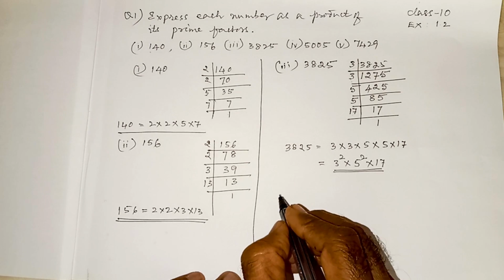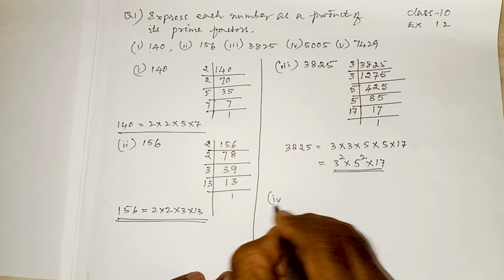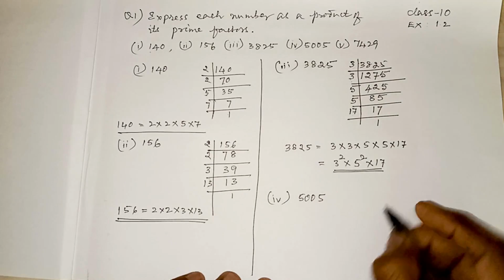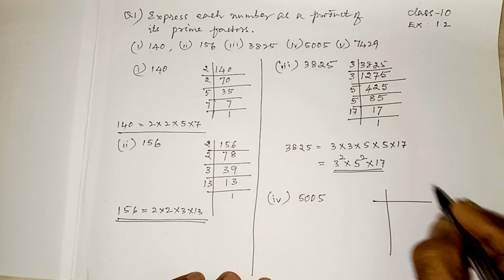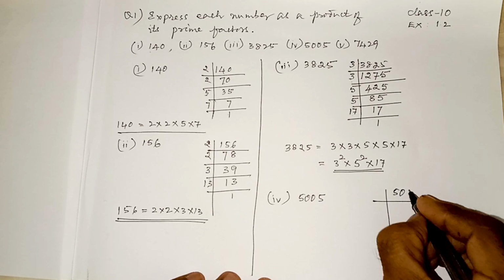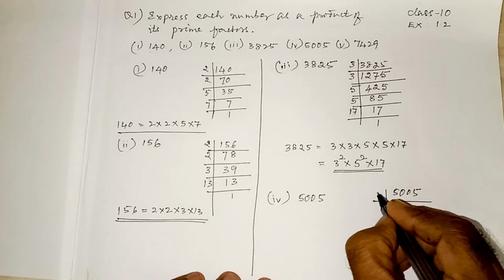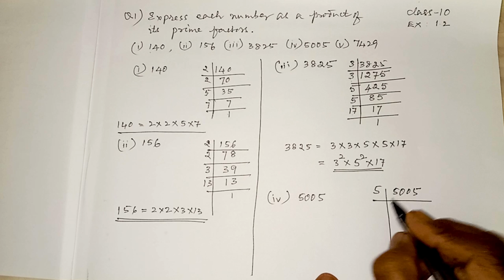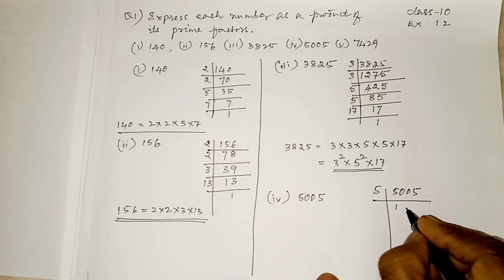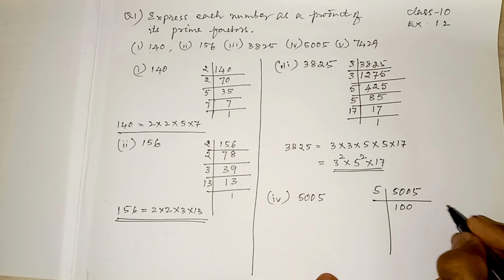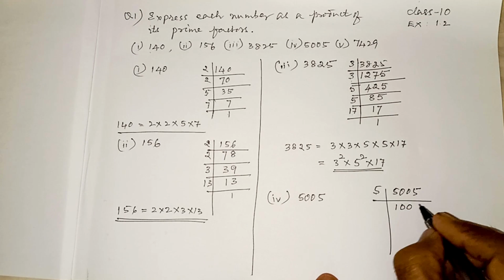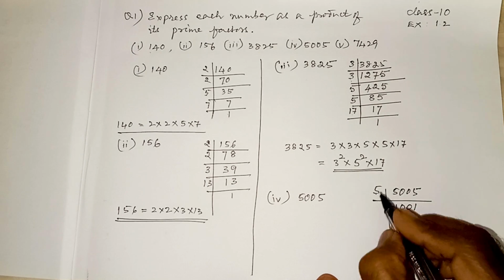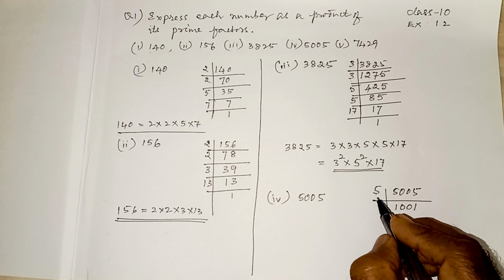We go for the fourth question, which is 5005. Let us factorize this. By the very look of it, we know it goes by 5. 5 into 1 is 5. Bring two zeros as it is. 5 one time is 5. Now further, it doesn't go by 5.